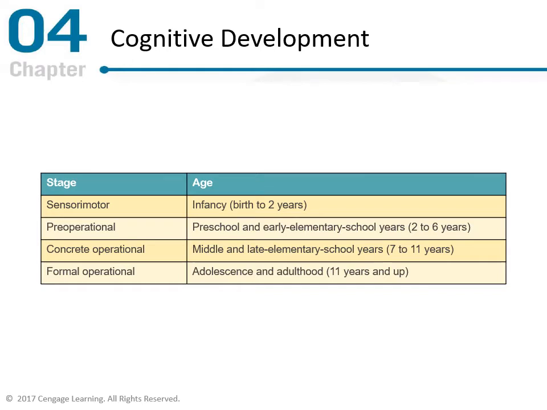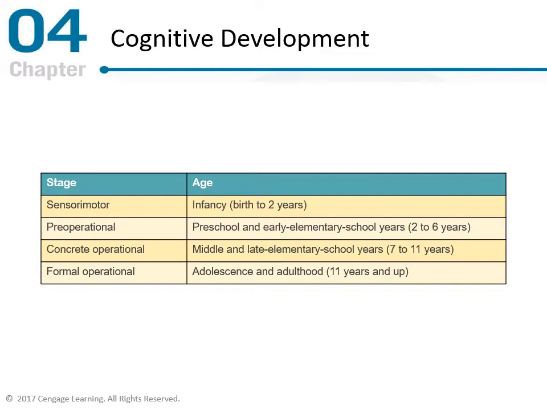In concrete operational, middle and late elementary school, you can think logically. You can reason. But you can't always think of the what ifs. So it's very literal and concrete still. Not the what ifs, not that abstract. What if this happened? What if I did this? They can't think like that. Pre-operational is the me, me, me, egocentric. All about me, I'm that two-year-old. It starts to wean out as they get closer to 6 years old.